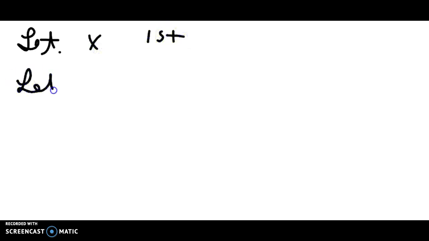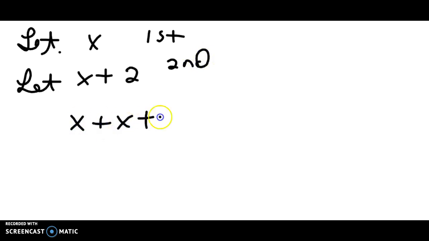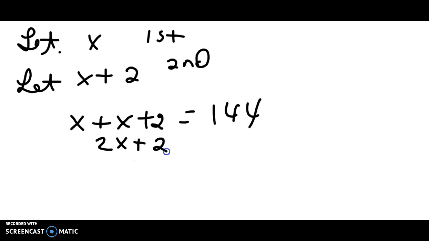Find 2 consecutive odd numbers whose sum is 144. So we're going to say let x equal first. Let x plus 2 be the second. And whose sum, so first number plus the second number, is 144. So you get 2x plus 2 equals 144.